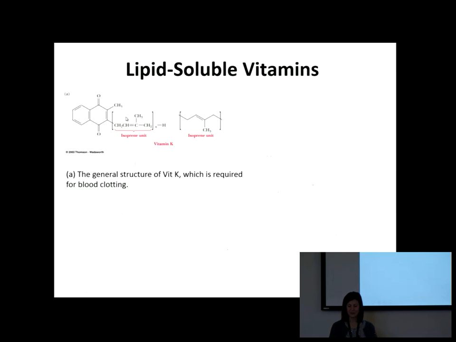CoQ10, right? Remember I said don't eat CoQ6? This is CoQ10. The 10 stood for the number of times the isoprene unit was repeated. So here's that isoprene unit again. What did we say that the isoprene unit in CoQ10 did for coenzyme Q or ubiquinone?